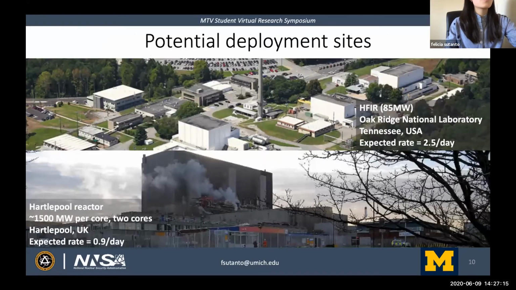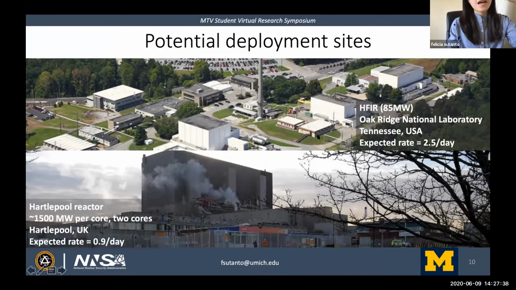We are interested in deploying our detector either close to a power station or a research reactor. The Hartlepool reactor in the UK has 2 cores, each 1500 megawatt. There is a laundry room about 15 meters away from the core, and we could potentially place our detector there. The detection rate was estimated to be about 0.9 per day.